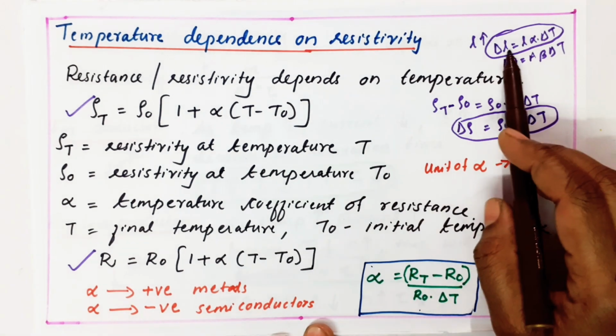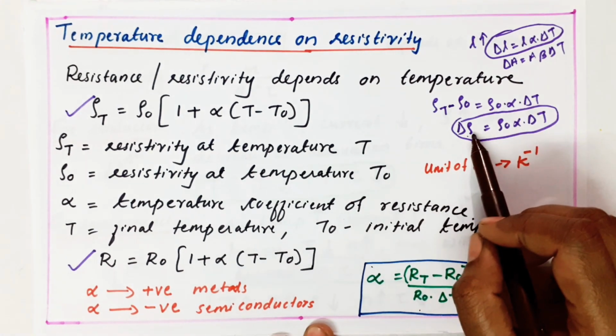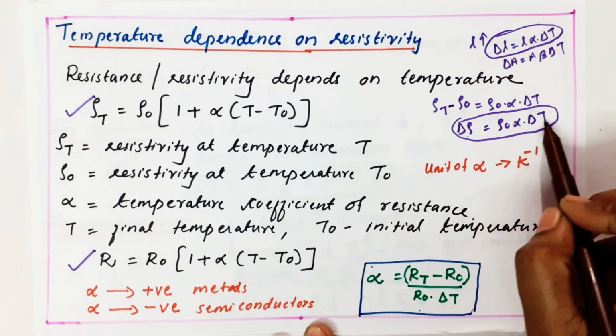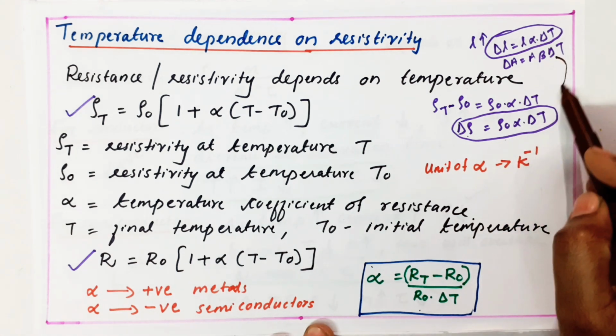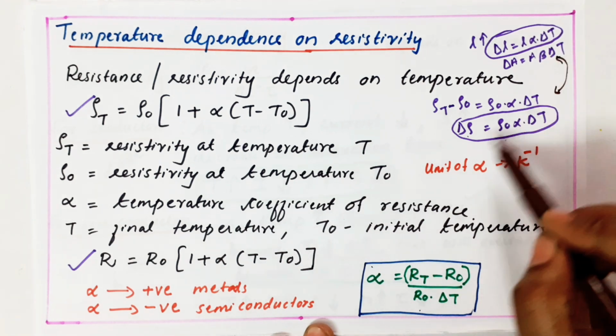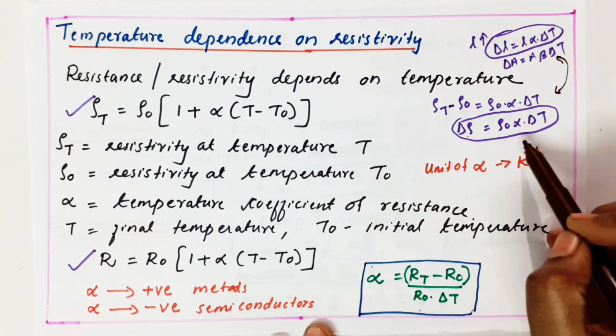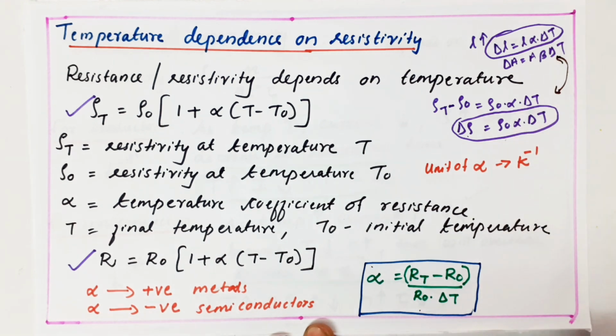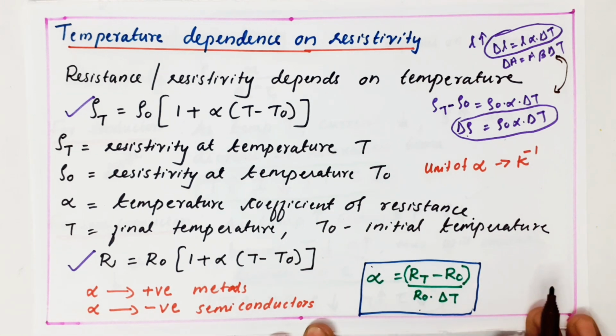So instead of delta L, here I can write delta rho. Instead of L, here I write rho naught, alpha into delta T. So you can recollect the equation like this: delta rho is equal to rho naught alpha delta T. So the meaning is as the temperature increases, the resistivity also increases for a metal. But for a semiconductor, it's not like that. I'll discuss it in the next slide.